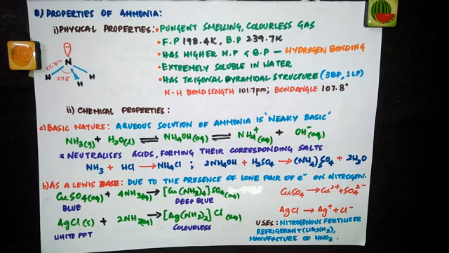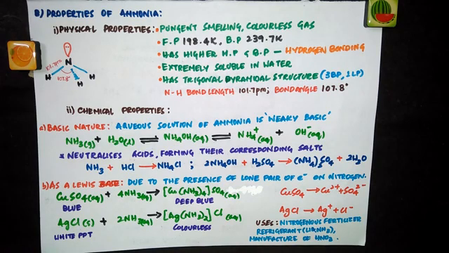Ammonia is used in the manufacture of many inorganic nitrogen containing compounds. A very important such compound is nitric acid. Ammonia is used in the manufacture of nitric acid. So we have seen how to prepare ammonia, the physical and chemical properties of ammonia, and also the uses of ammonia.